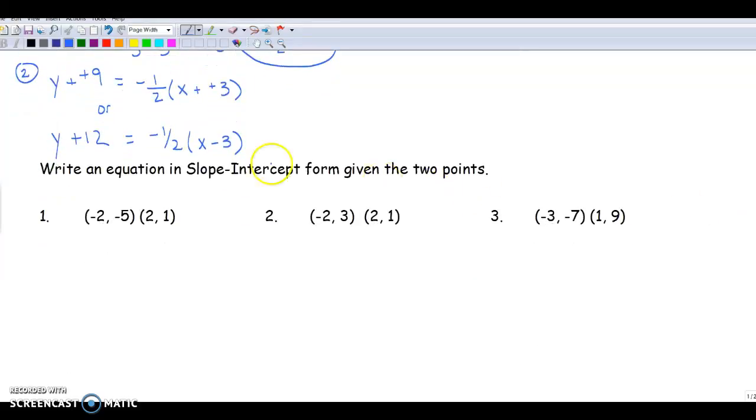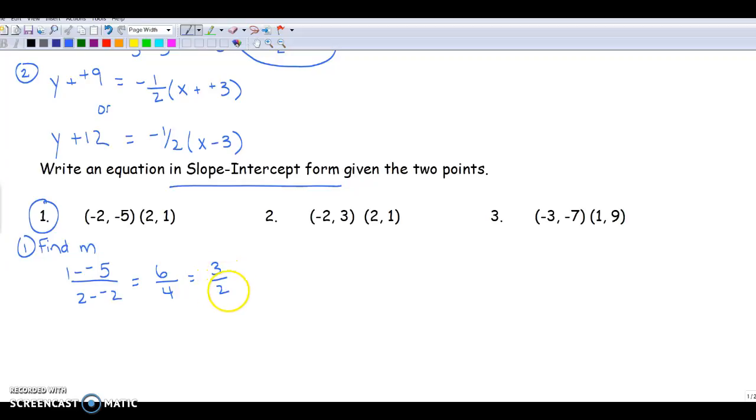All right, let's look at number 1 right below it. Same deal, except this time we're going to be writing the equation in slope-intercept form. So we're going to do the same steps as above, except now we're going to have to do the third step and get it into slope-intercept form. So the first step, we're going to find m, our slope. Since we don't have it, we're going to subtract the y's over the x's. I'm going to do 1 minus -5 on top, and then 2 minus -2 on the bottom. When I do that, I get 6 on the top, 4 on the bottom, which is 3/2. Leave it as a fraction. My slope is 3/2. Step 2, pick a point. It does not matter which one. I'm going to pick (2, 1) just because I like positives.